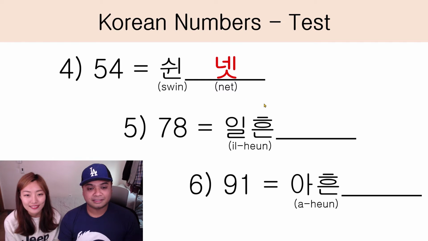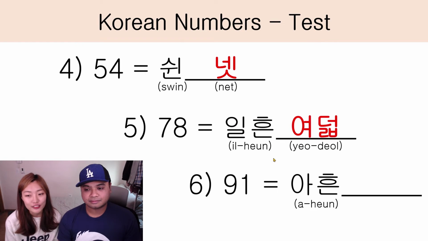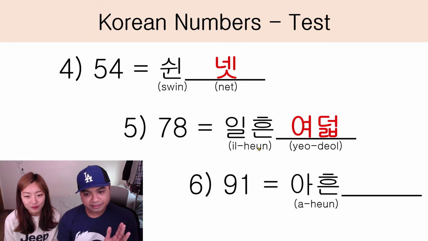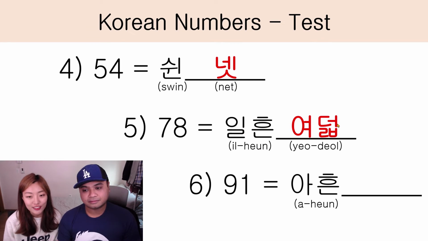Number 5 is 78. So we need to say 70 and then we need to say 8. 70 is 일흔. 8 is 여덟. Then to say 78, 일흔여덟.